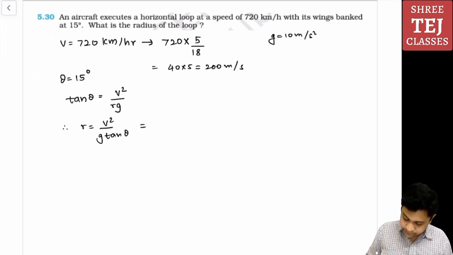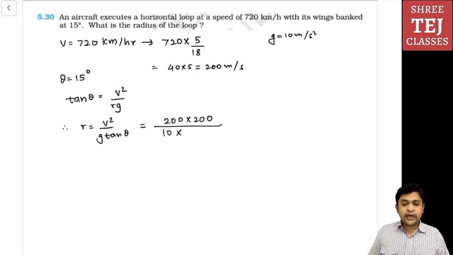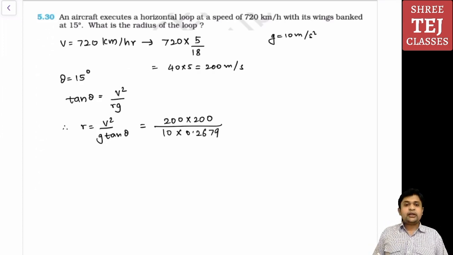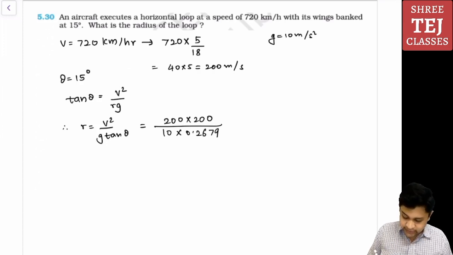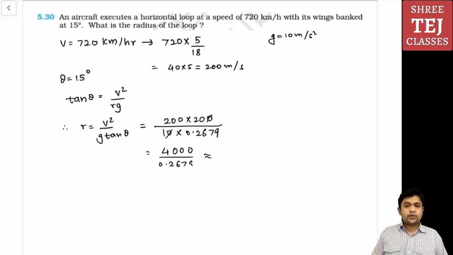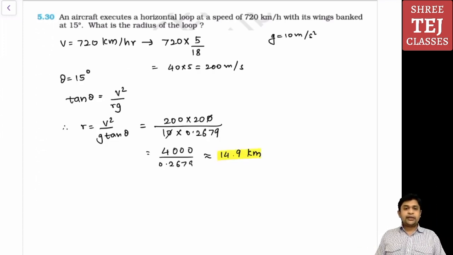So this would be 200 multiplied by 200 divided by g is 10 multiplied by tan of 15 degree, which is 0.2679. So this would be 4000 upon 0.2679. This approximately comes out to be 14.9 kilometer. That would be the radius of the loop.